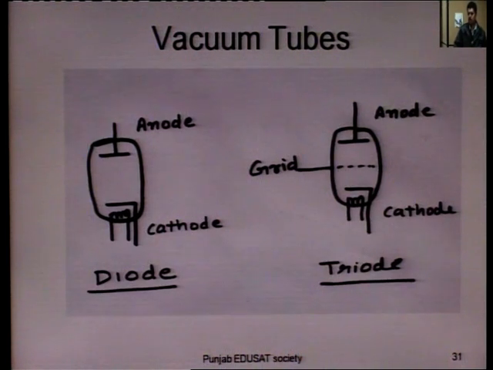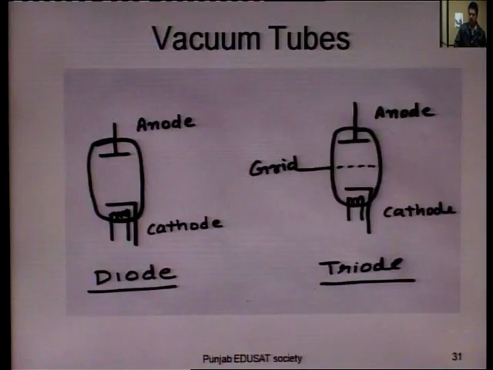This is the symbol of vacuum tubes. Diode means two electrodes, an anode and a cathode. The cathode consists of basically a filament and a cathode. The filament will heat up the cathode. When DC current flows through the filament, it heats up the cathode, which is coated with a material that can easily emit electrons when heated. The anode is made positive, so obviously electrons will move from the cathode to the anode.